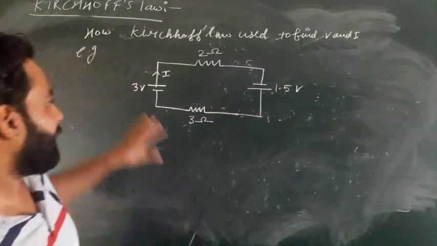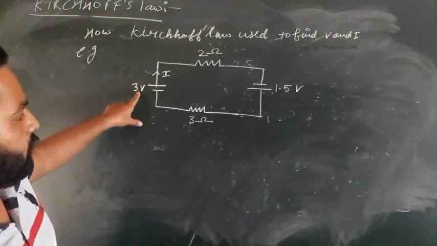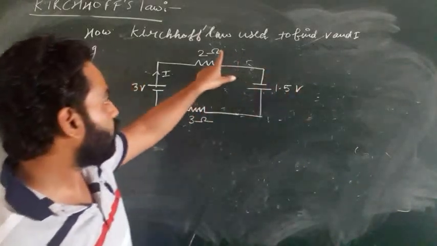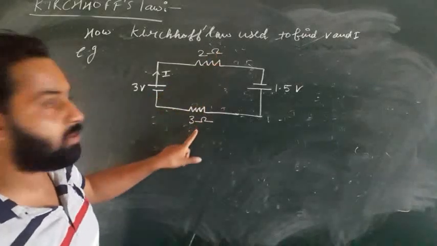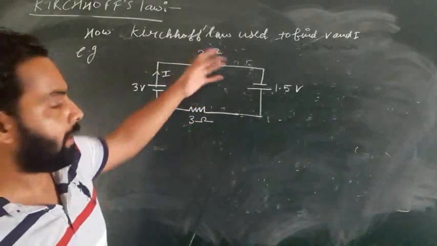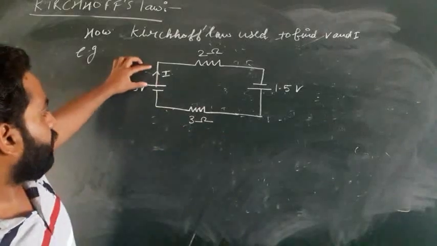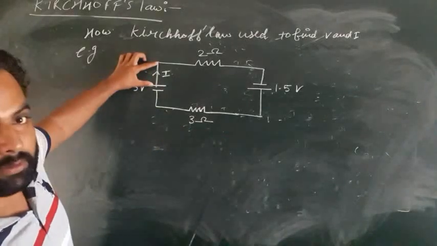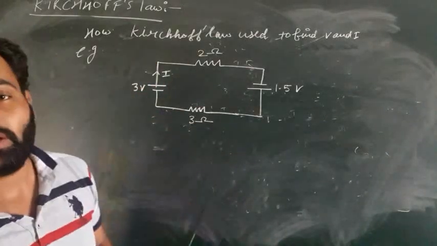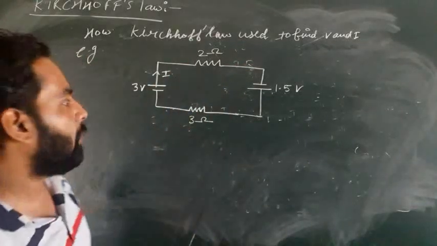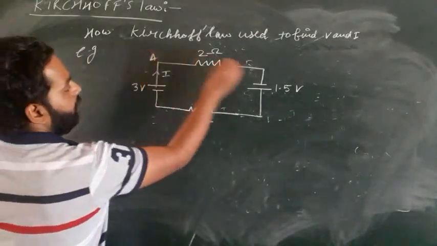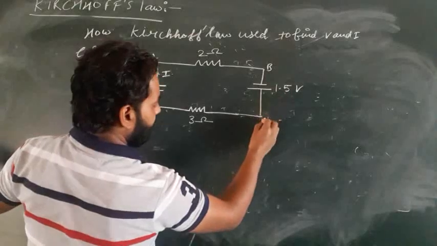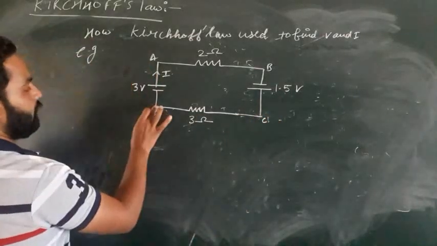So now we will take a circuit. There are two cells, one of 3 volt and one of 1.5 volt, and there are two resistances, one of 2 ohm and one of 3 ohm, connected in a circuit. Let I be the current flowing through it. First we will give a name to the circuit. For example, the name is A, B, C, D.